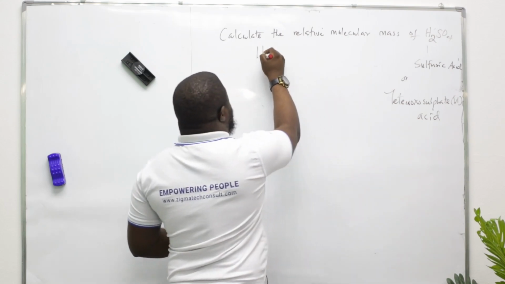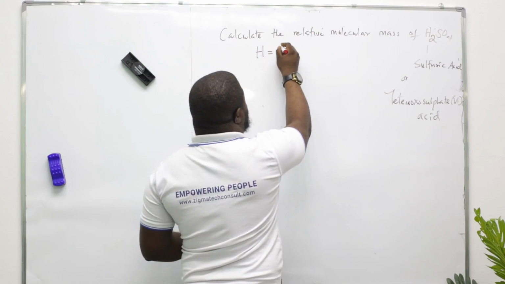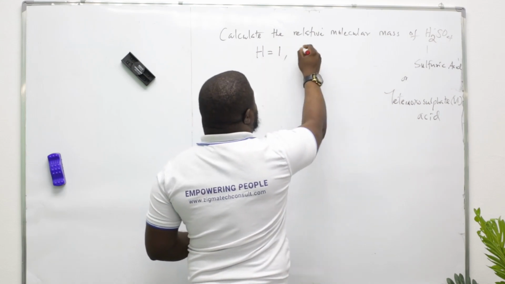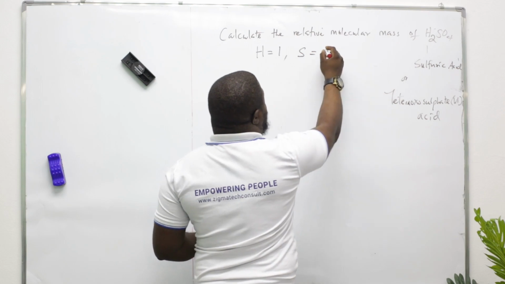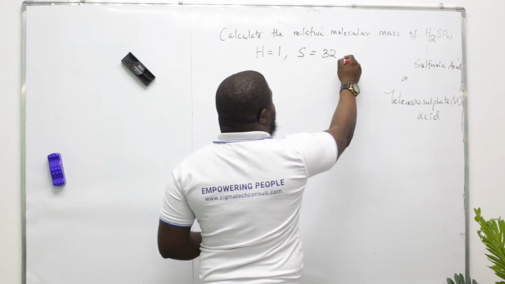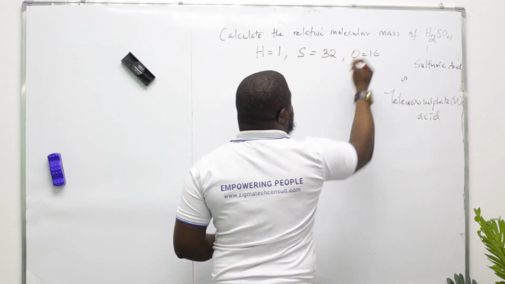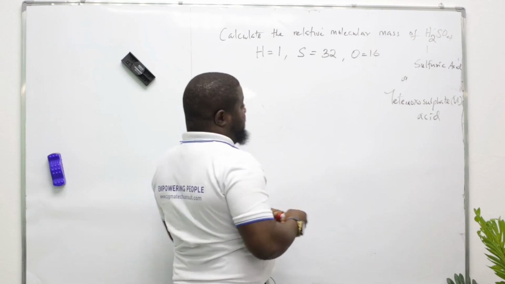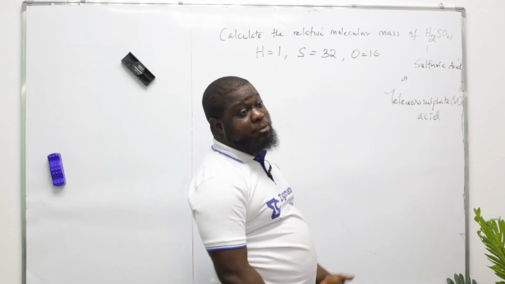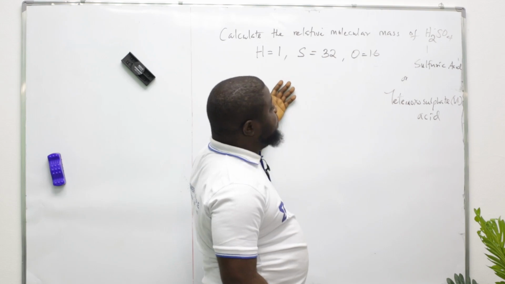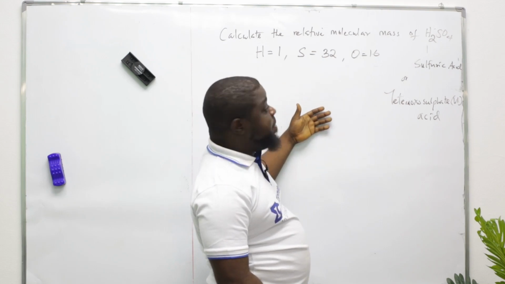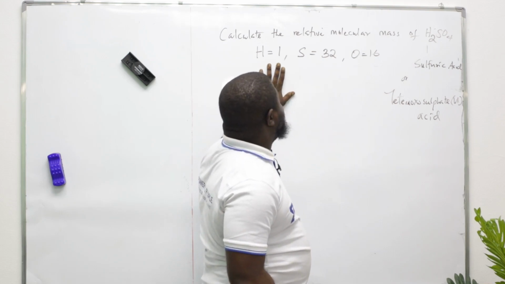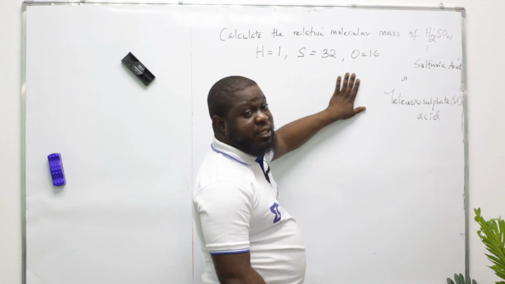Now, hydrogen has a mass number of 1. Sulfur has a mass number of 32. And oxygen has a mass number of 16. I told you mass numbers are almost two times the atomic numbers. Now, the hydrogen is 1, the sulfur is 32, and oxygen is 16.